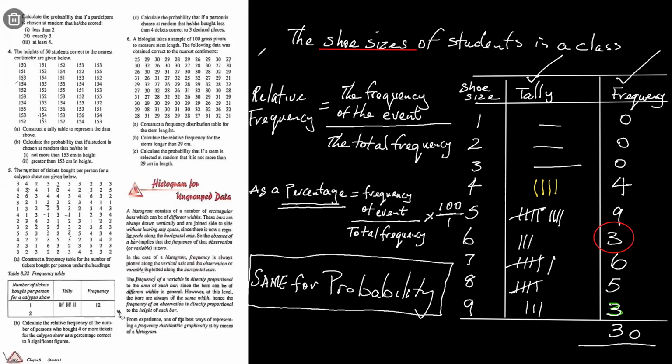Then we looked at relative frequency. Now we said relative frequency means the frequency of the event divided by the total frequency. Now, the percentage gives us the relative frequency as a percent. So it's the frequency of the event over the total. It's always the total. So in this case, our answer would have been 3 over 30.